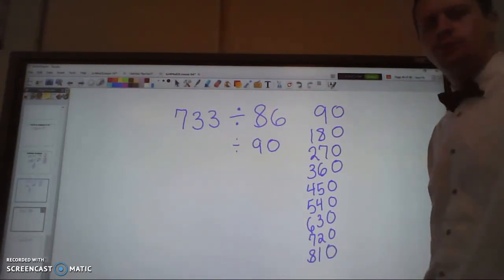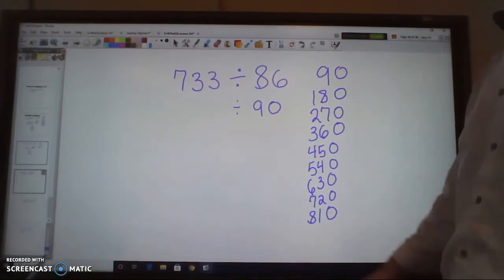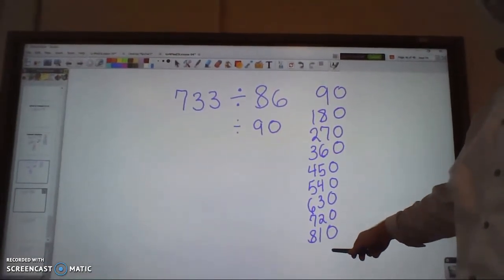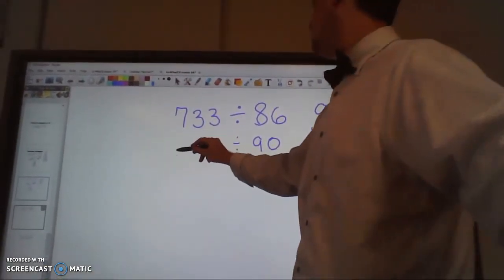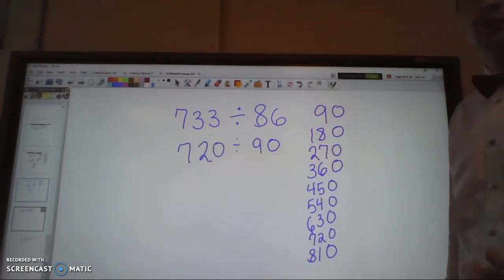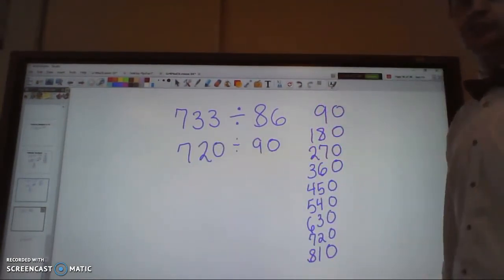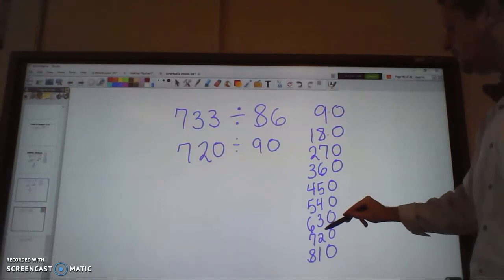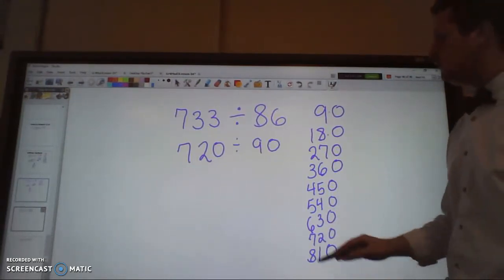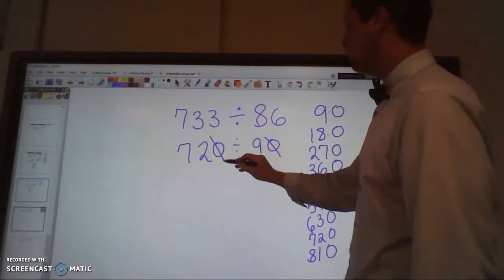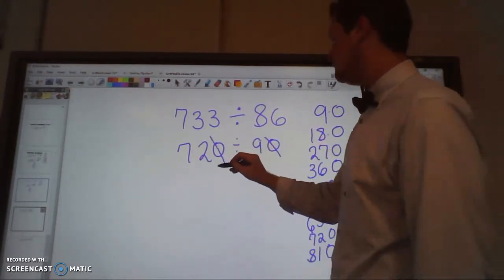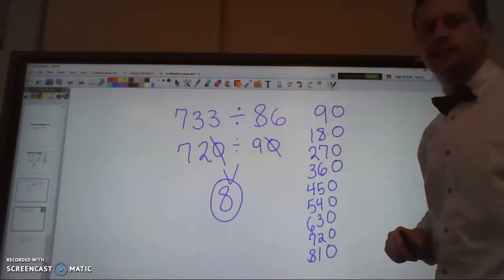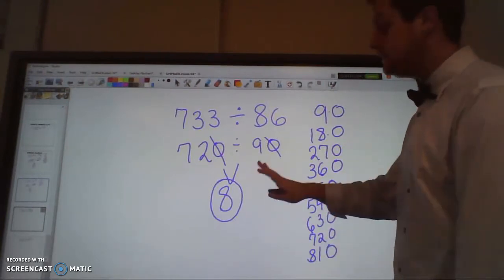Okay, so which of these is closest to 733? Well, I know it's way down here. I got 720, got 810. Looks like it's going to be 720. And you can actually do two things. If you've written all these multiples, you can just count until you get to 720. 1, 2, 3, 4, 5, 6, 7, 8. If you don't do that, cross off the 0 over here, cross it over here. 72 divided by 9 is, like we just said, 8. So 733 divided by 86 is going to be close to 8. Not exactly 8, close to it.